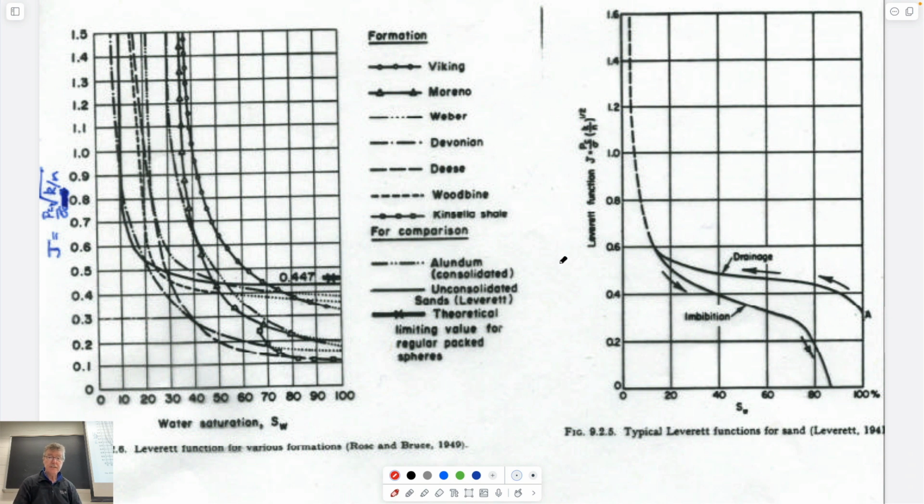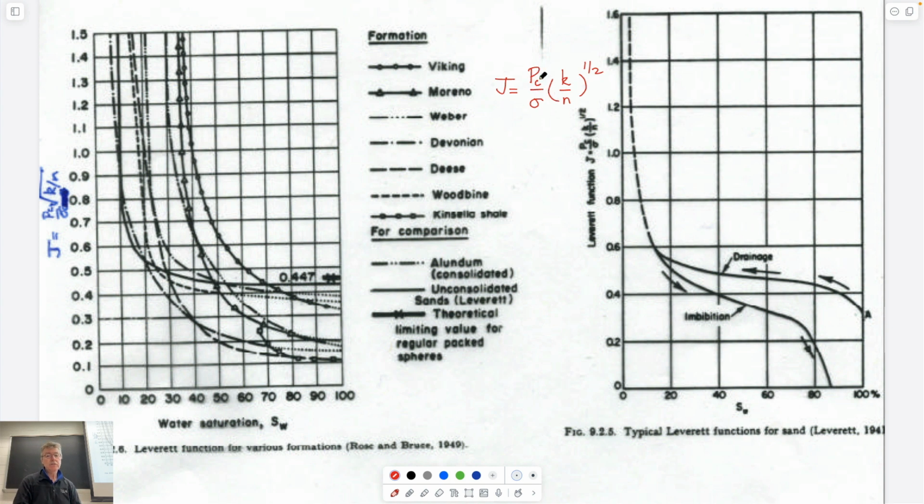But this curve has an interesting axis. The axis is actually not capillary pressure. It's called a Leverett function, which is this parameter J, which is capillary pressure divided by interfacial tension and multiplied by permeability and porosity to the power of a half.